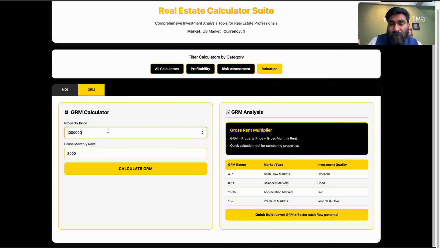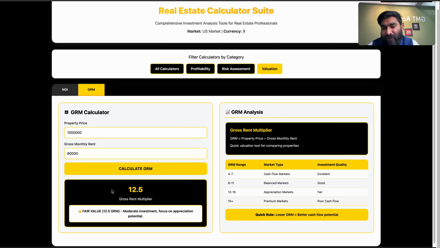Property price we have, let's say 100k, or I think it's 1 million. It's 1 million, and gross monthly rent we have, let's say 80k. So GRM is at 12.5, which is again fair value. If the GRM is above 15, we'll call it a premium market; 12 to 15 is an appreciation market; 8 to 11 is a balanced market; and if it is lower, let's say 4 to 7, it's a cash flow market. It means again it's excellent.